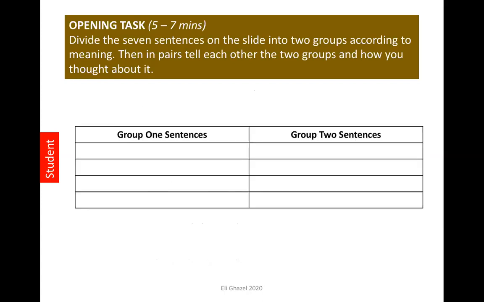So give them this chart as well and say, listen, put some of your sentences as group 1 and some of your sentences as group 2. And then when you finish, in pairs, tell each other the 2 groups and how you thought about it. Now, okay, you will say they don't know enough English to do it. Fine. The idea here is to make the brain function in compare and contrast in order to classify. We are not looking for the right answers, and we are not going to give the answers right now.